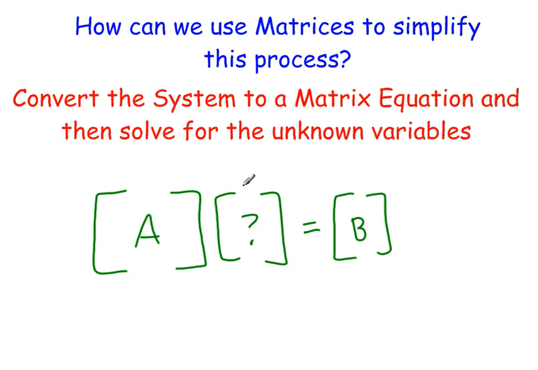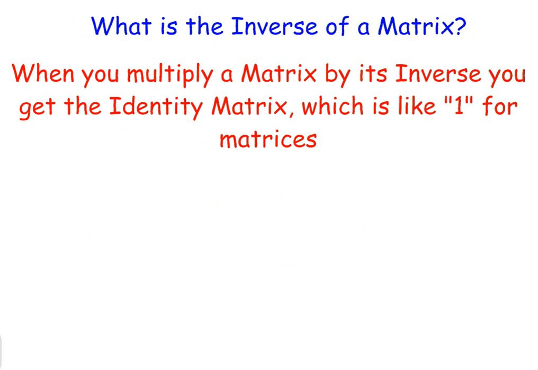Okay, so let's call this x just for us so we don't know it. Anytime I want to solve a matrix equation, we're going to use something called the inverse, and I'm going to show you that in the next slide what the inverse does. So the inverse of a matrix is something you multiply a matrix by, and you get what we call the identity matrix, which is basically one for matrices.